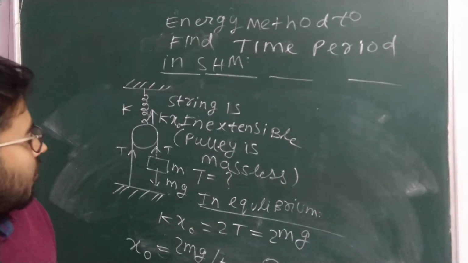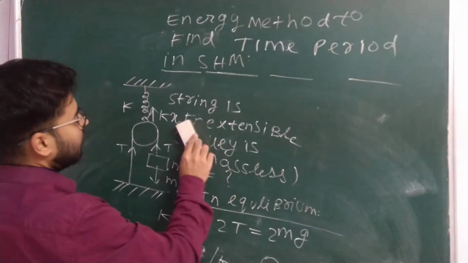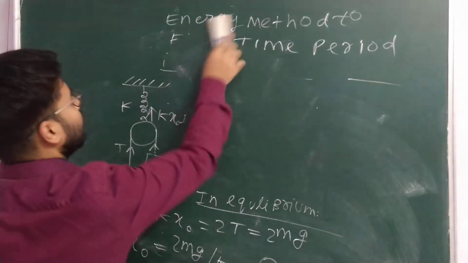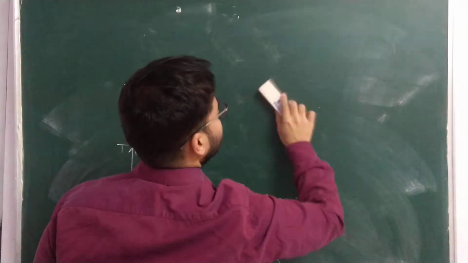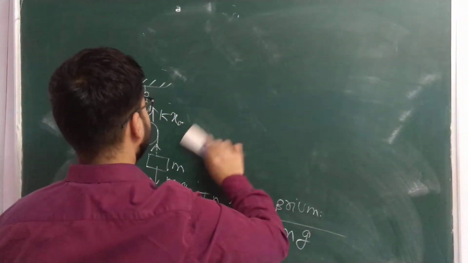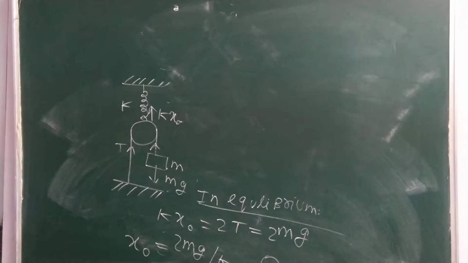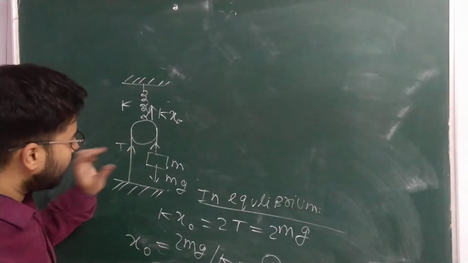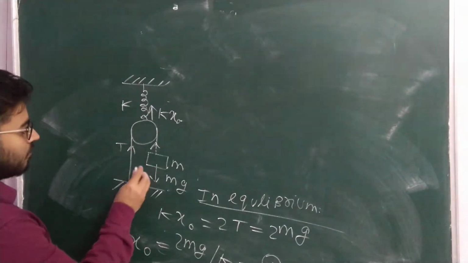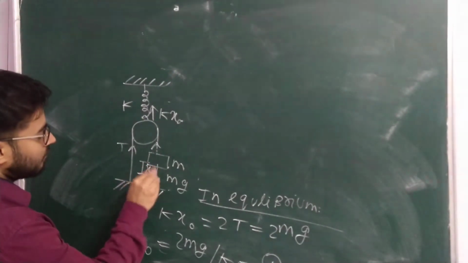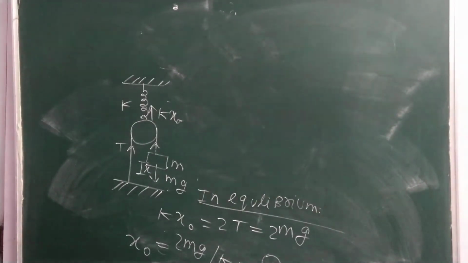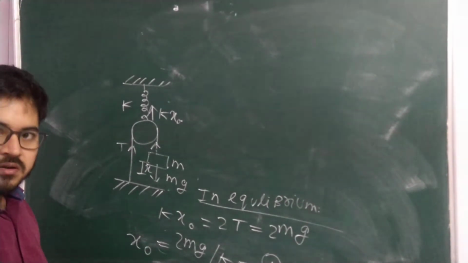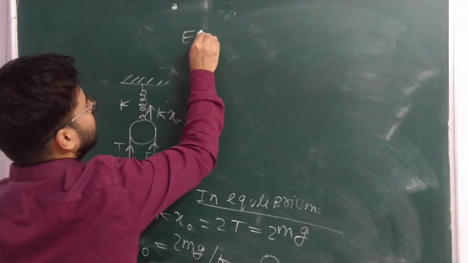So remembering that, after we have found x0, what should be done next? Let us now displace this block by a small amount. Let's imagine that this block is getting displaced by a very small amount, let's say an amount of x. Then in that case, I am going to write the energy of that block in that situation. What will be the energy of the block? E.